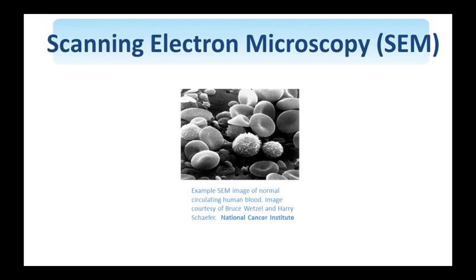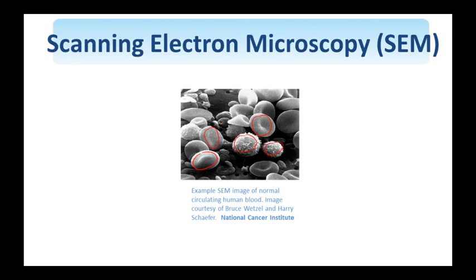So with a scanning electron microscope, SEM, the electron beam scans and records the interaction of the beam with the sample at each and every location. A complete image is formed by just raster scanning of the beam through the sample. What we see here is an SEM image of normal circulating human blood, and we can see in this image red blood cells, this for example, as well as white blood cells.